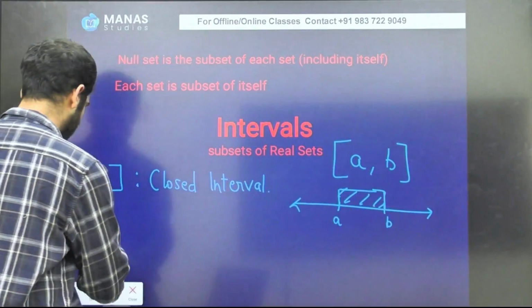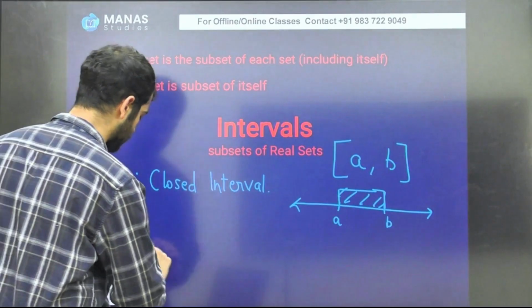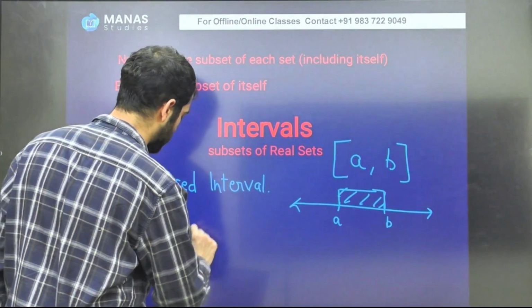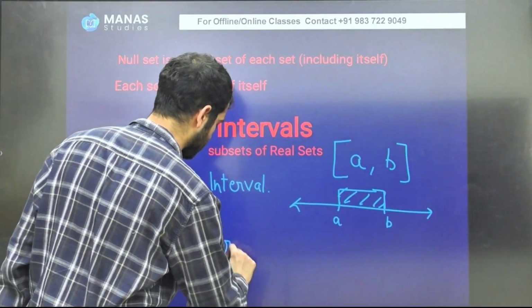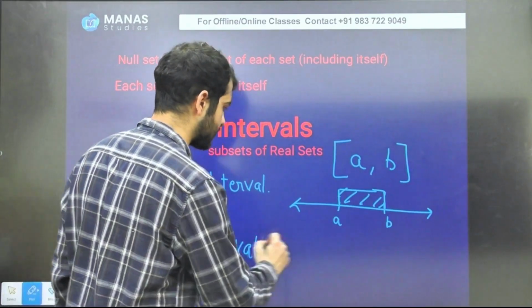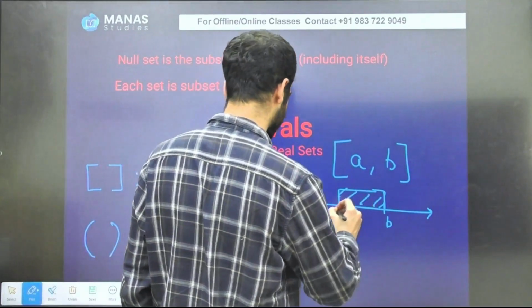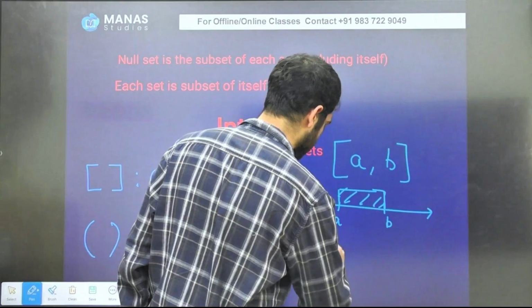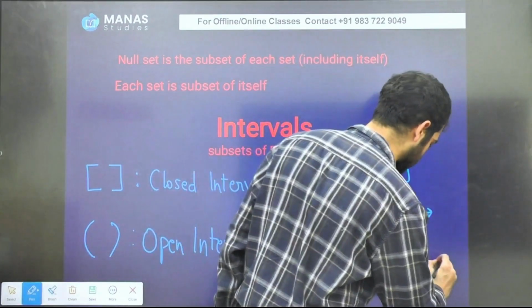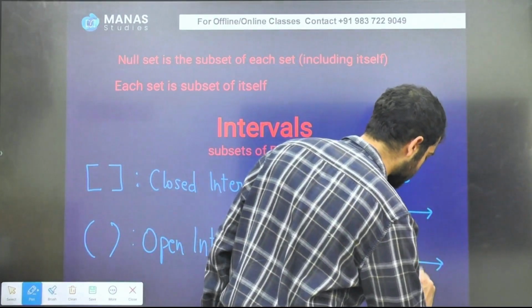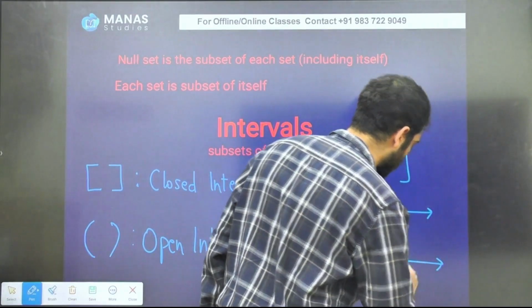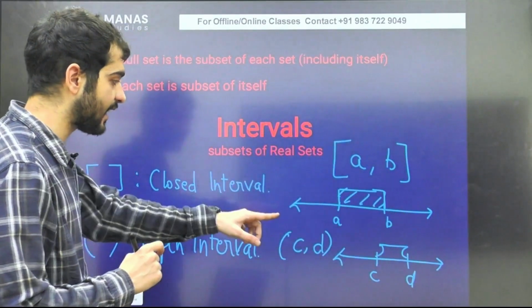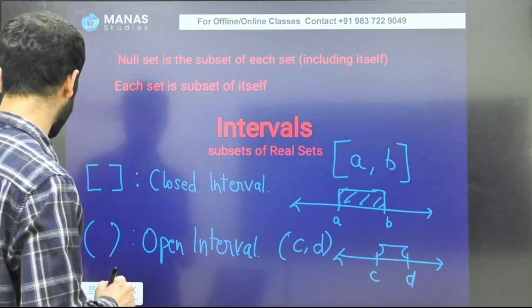Whereas if I write the parenthesis, that is open interval. In this case, if I'm writing the numbers as C, D, then on the number line, the numbers between C and D will be included, and the numbers C and D will not be included. They are going to be excluded.